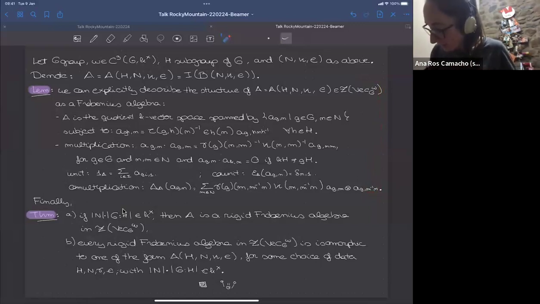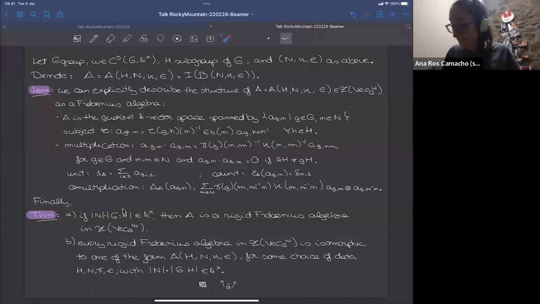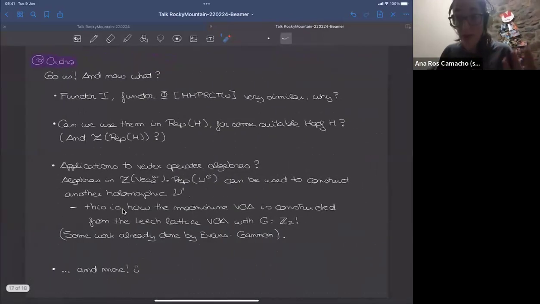Of course, there is some choice of data, and there's this condition on the order of the subgroups. So we made it. We found the algebras. We gave them a precise description. We have the functor, which is incredibly simple, but really nice. And we managed to prove that every algebra that we can have in this case is actually of this shape. So, fantastic. Go us. What actually comes next?